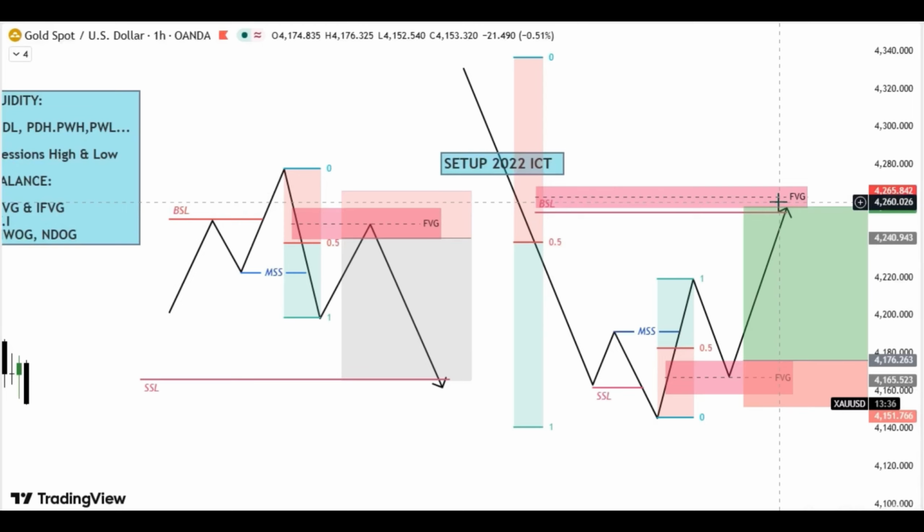Alright, I hope you guys aren't tired yet. In the next video, we'll talk about when the MSS for this setup is actually valid and when we can look for an entry. I'll see you in the next one.